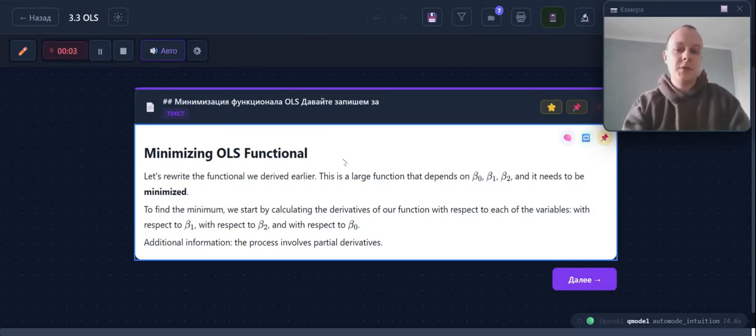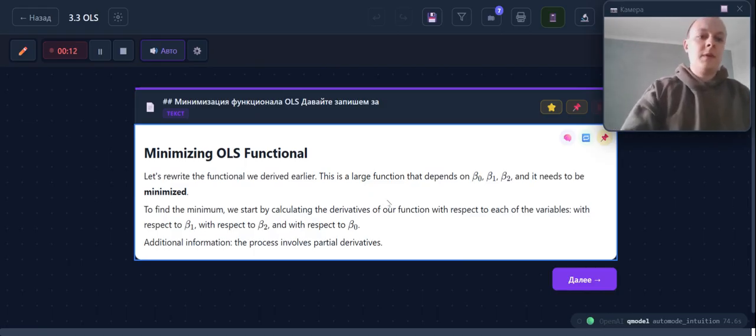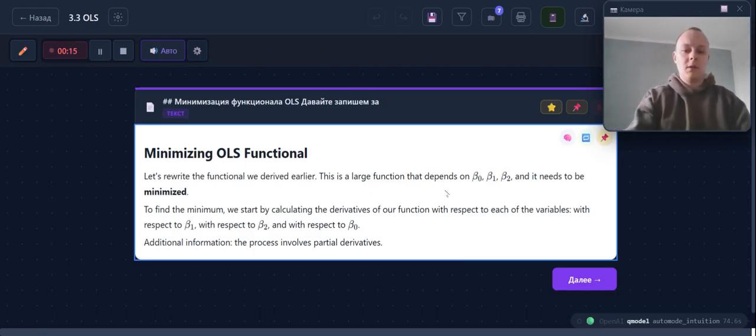Let's minimize our functional by applying the ordinary least squares method. We had a functional that we derived earlier, and that function was dependent on beta 0, 1, and 2, and we need to minimize it. To find the minimum, we start by calculating derivatives of our function with respect to each of the variables: with respect to b1, b2, and b0.